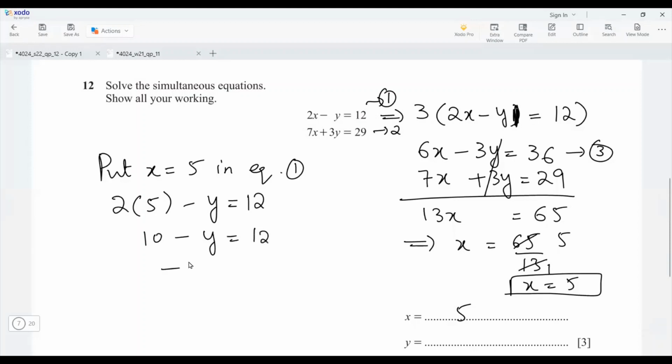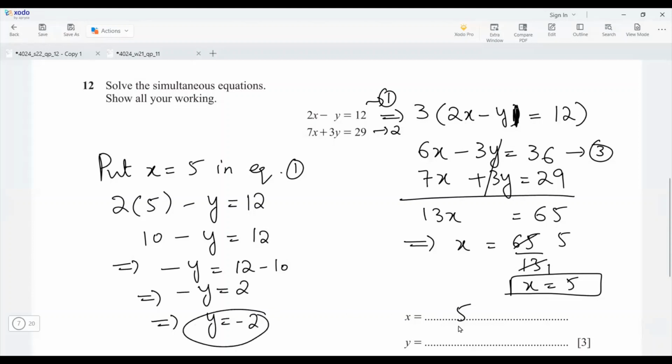Now bring that 10 onto the other side. Negative y equals to 12 minus 10 results in 2. So negative y equals to 2. So for having the positive answer, multiply with negative 1 on both sides. It results in y equals to negative 2. So negative 2 equals to y, which is the result here.